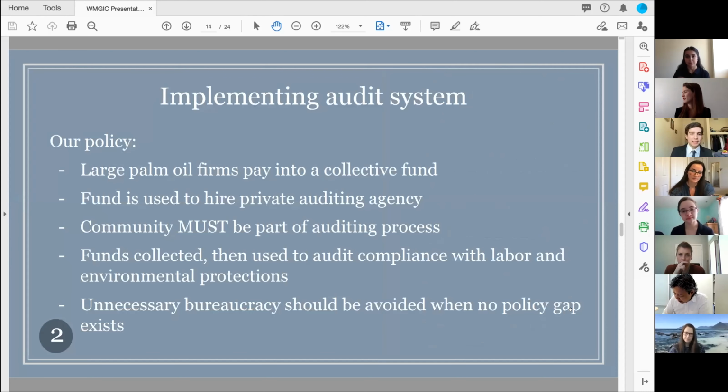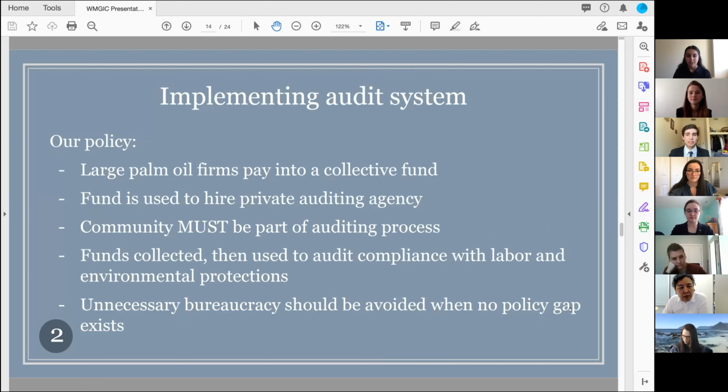So our policy is to implement an audit system to make sure that those regulations are being followed, because there's not a policy gap in Indonesia. It's that there are policies, they're just not being followed. So we don't want to add more policies and add to a bureaucracy when the true issue is enforcement and monitoring. So the way this will work is that large palm oil firms pay into a collective fund.